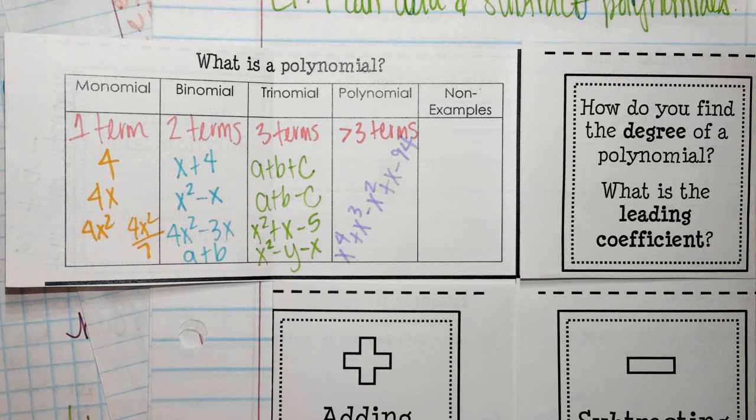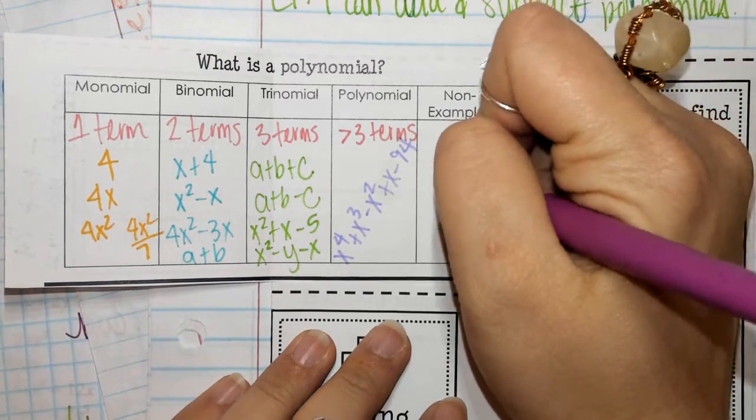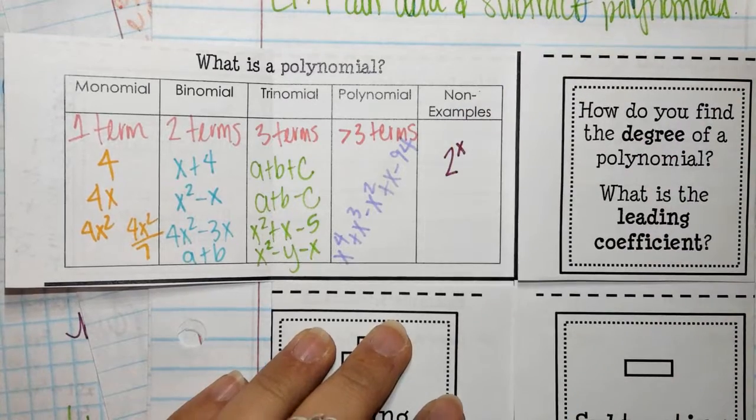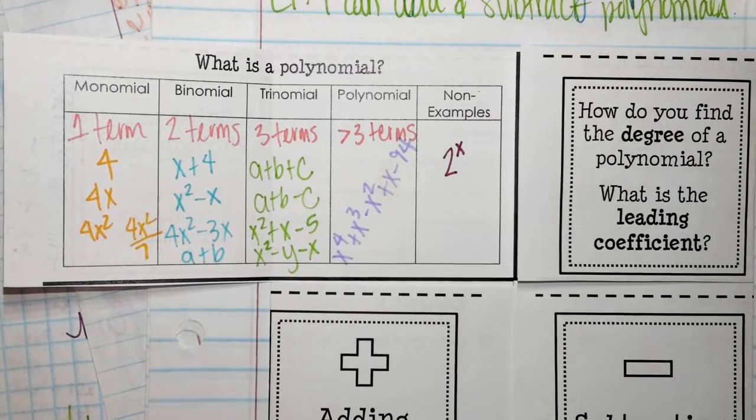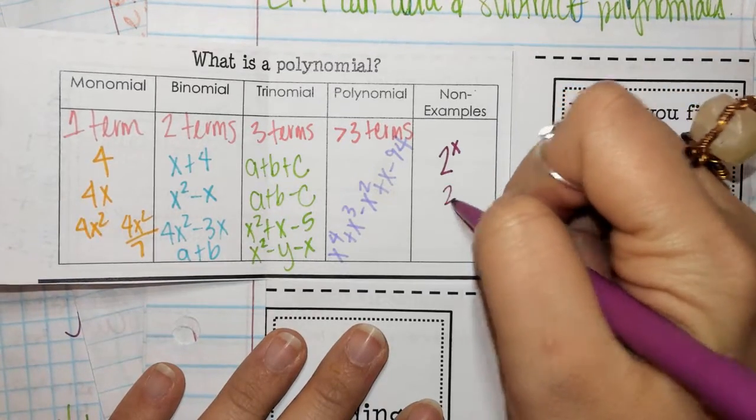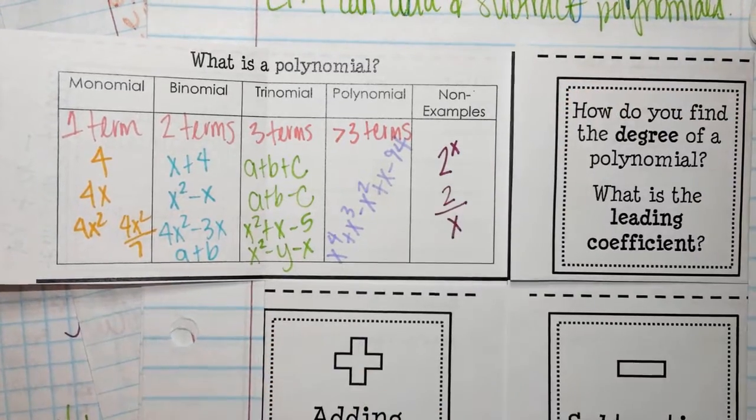And a non-example could be this. What is that? Exponential function. That's also not one.